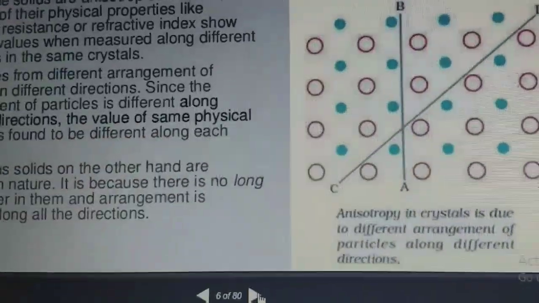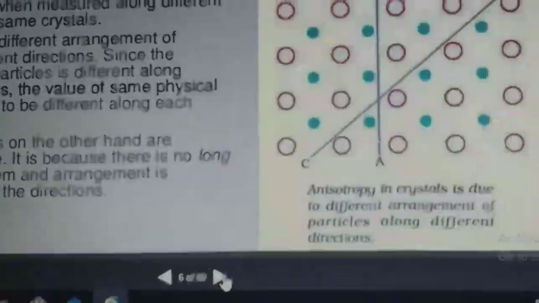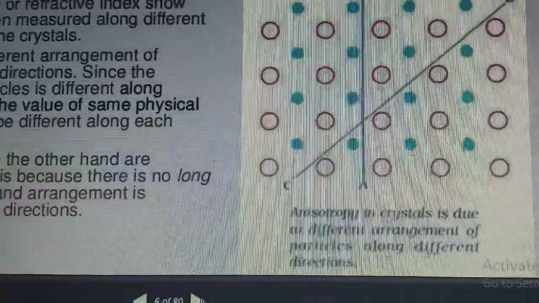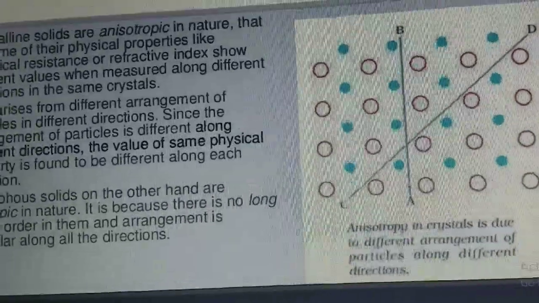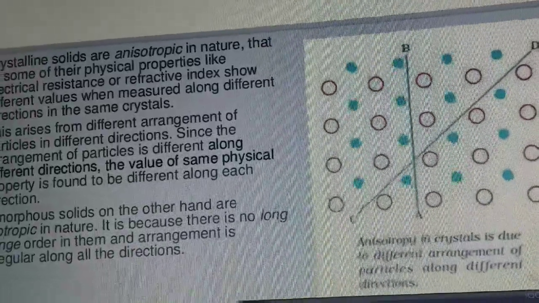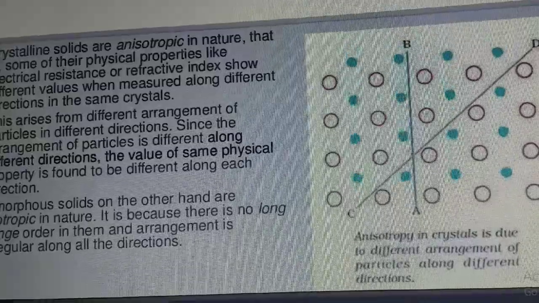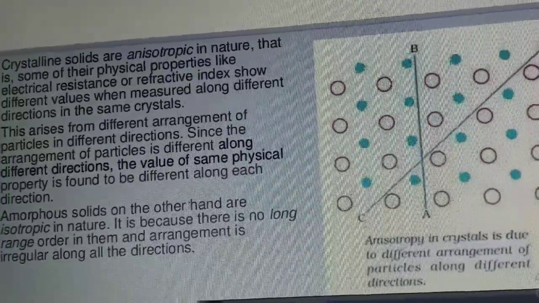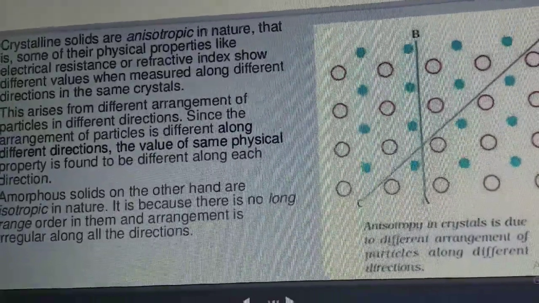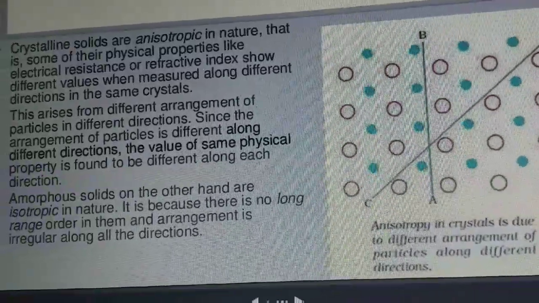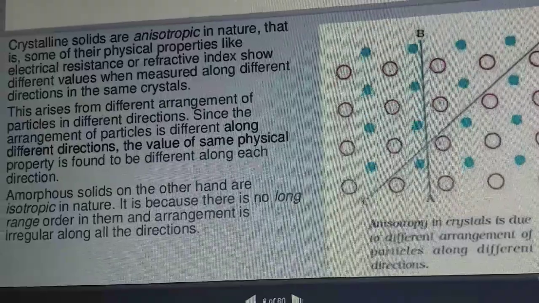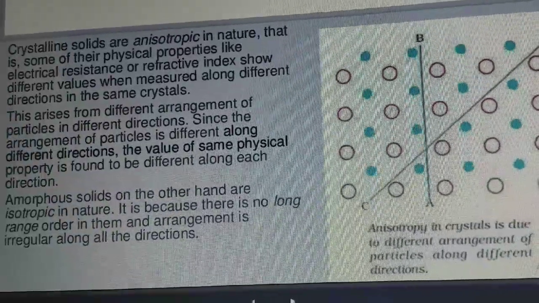The blue dots are there. Suppose you measure the same physical property, electrical resistance, along the direction C to D. The arrangement of particles differs. One red circle is coming, again blue dot is coming. So arrangement of particles differ. So naturally, these values, electrical resistance also differs. Such property we call it as anisotropy.